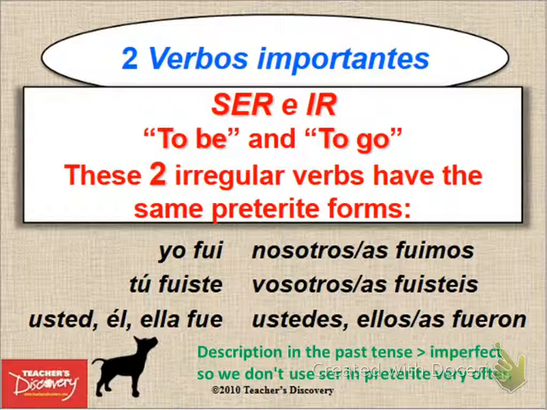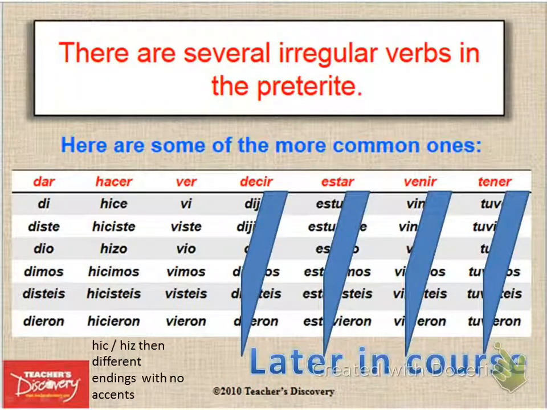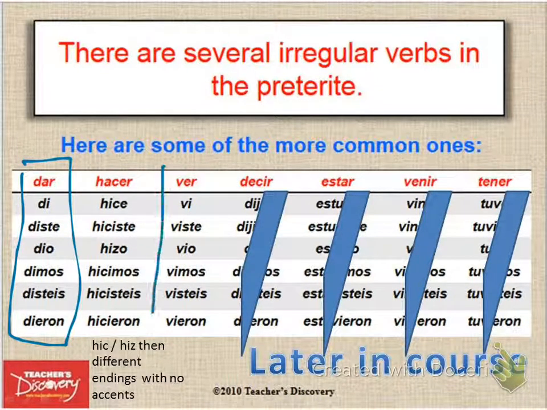We'll learn the other verb to be, estar, as a separate chapter. It does something different in the past tense, the preterite past tense. Then dar and ver, I say to always remember those two together because they have the same endings. So dar and ver both use er, ir endings with no accents.